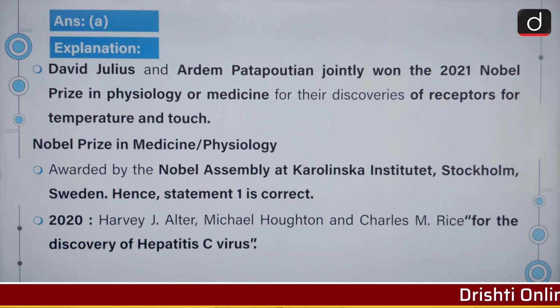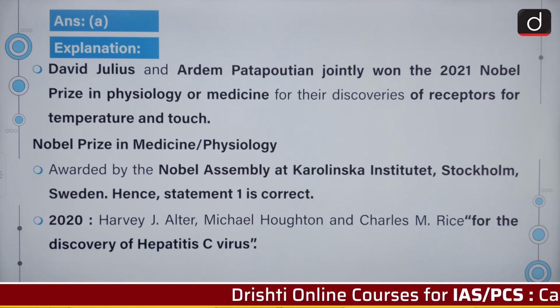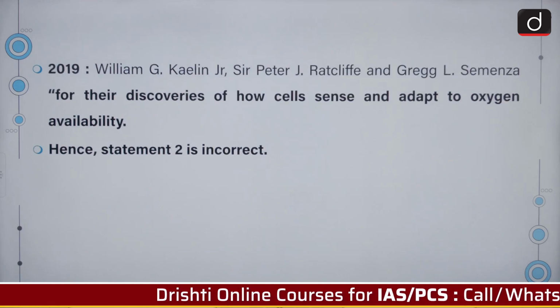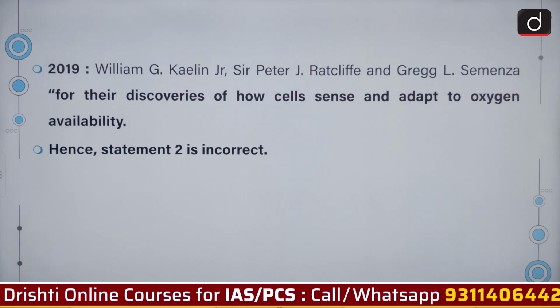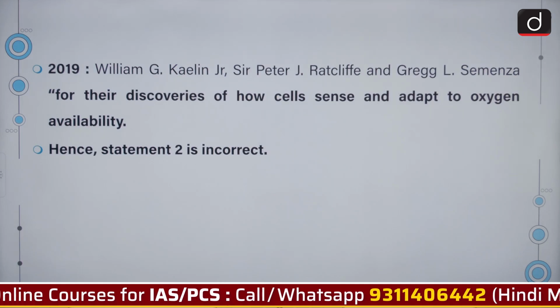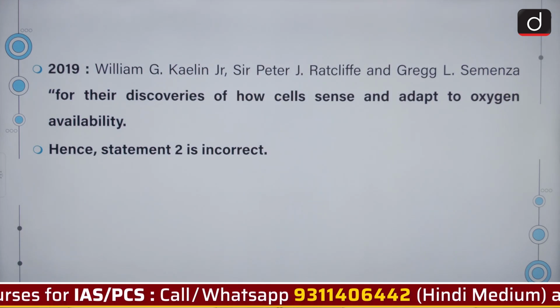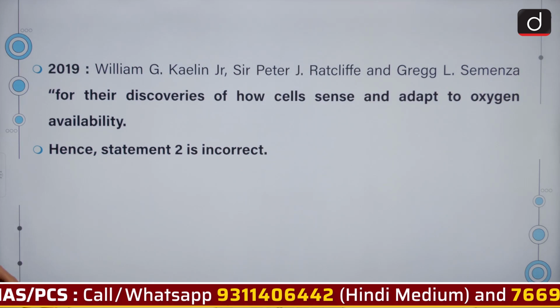In 2020, Harvey J. Alter, Michael Houghton, and Charles M. Rice won Nobel Prize in Physiology for the discovery of hepatitis C virus. In 2019, William G. Kaelin, Sir Peter J. Ratcliffe, and Gregg Semenza won the award for the discoveries of how cells sense and adapt to oxygen availability.